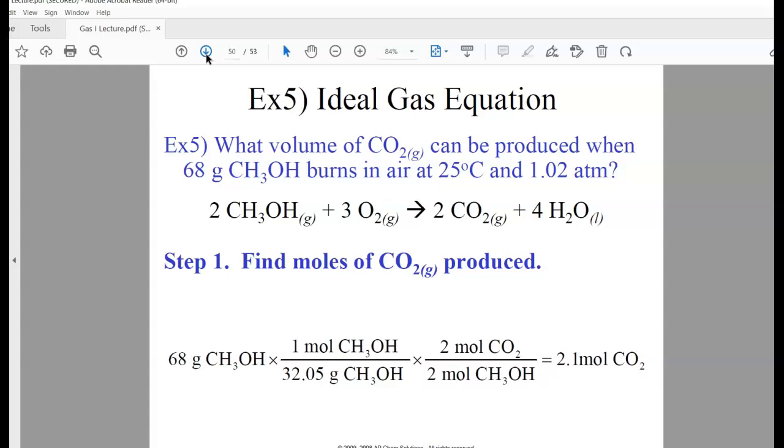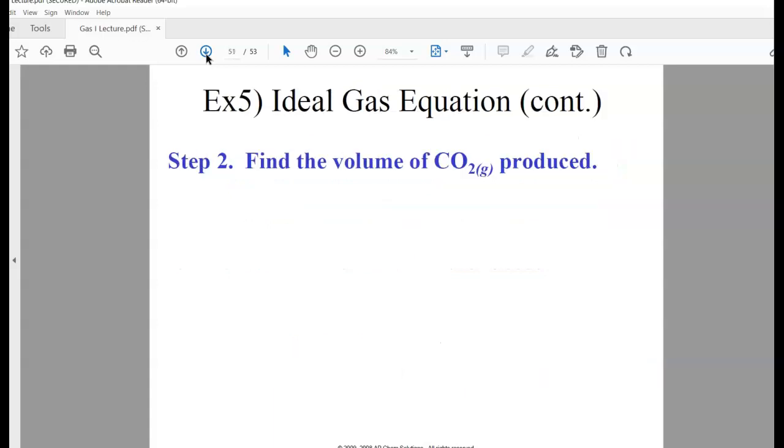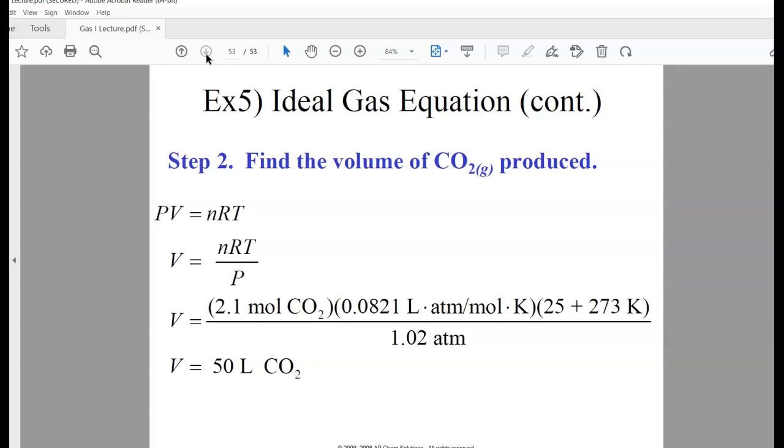And now we have moles, we have temperature, and we have pressure. So we can use the ideal gas law to get volume. And you get about 50 liters. So you see, these are not difficult. All right, I'll be following up with another video on other aspects of gases.